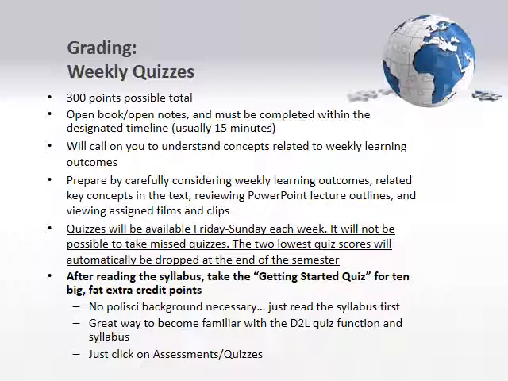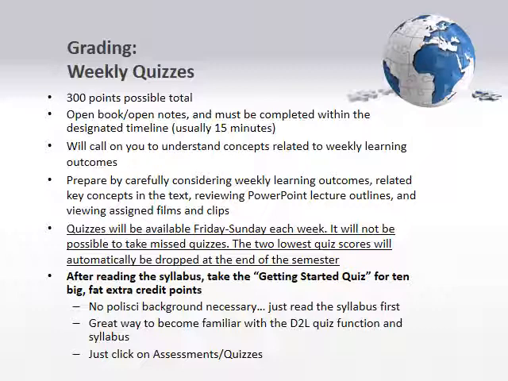To prepare for these, carefully consider the weekly learning outcomes and the key concepts that are identified in the text. Of course, read each week's materials carefully, then review the mini lecture like the one you're listening to right this very second. I will also post PowerPoint lecture outlines for you to take notes with.